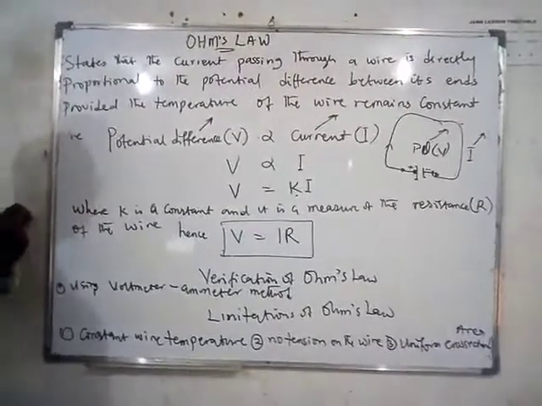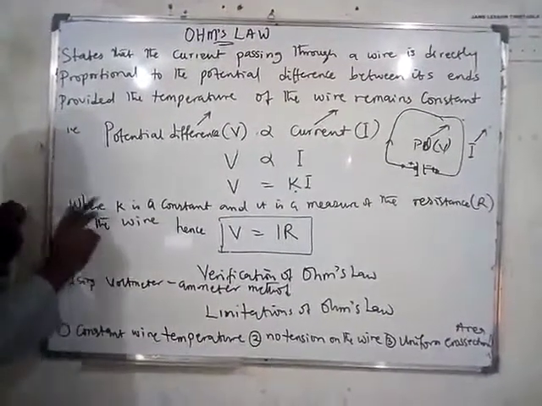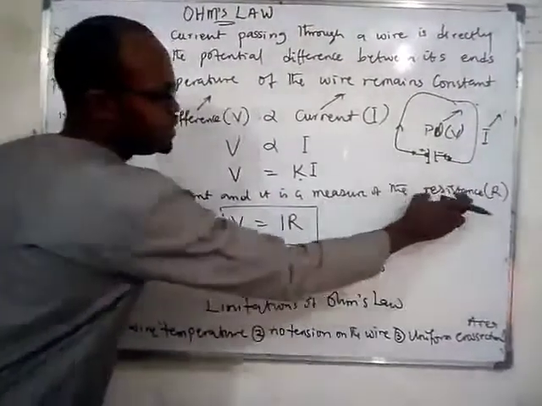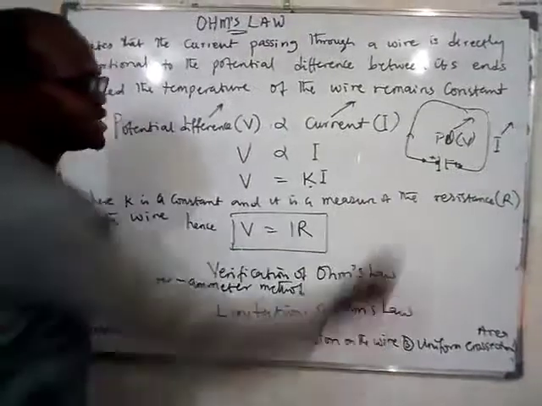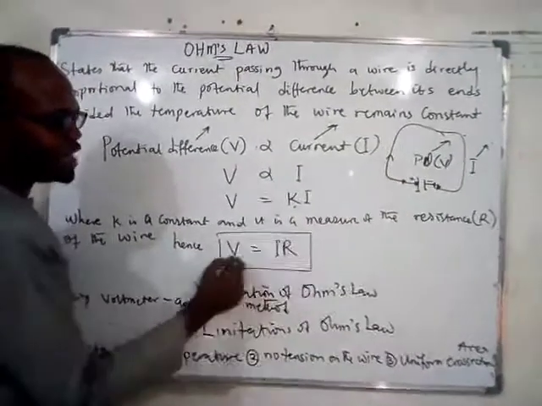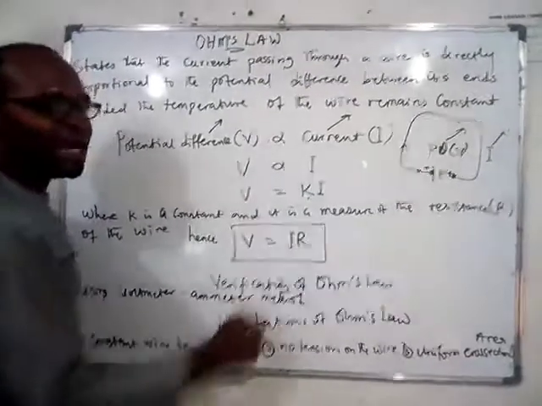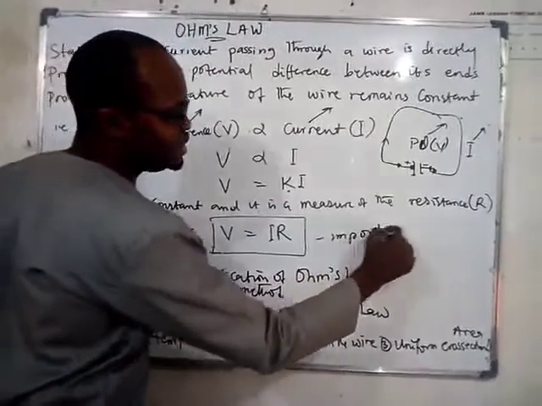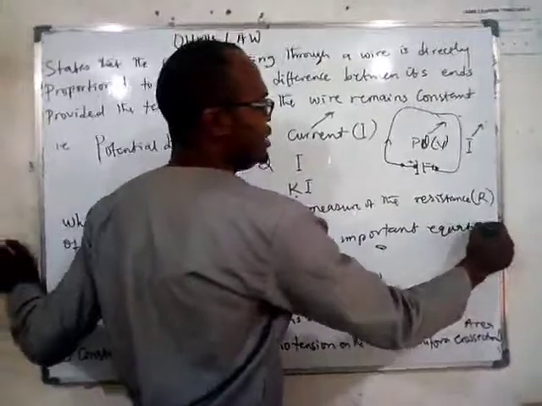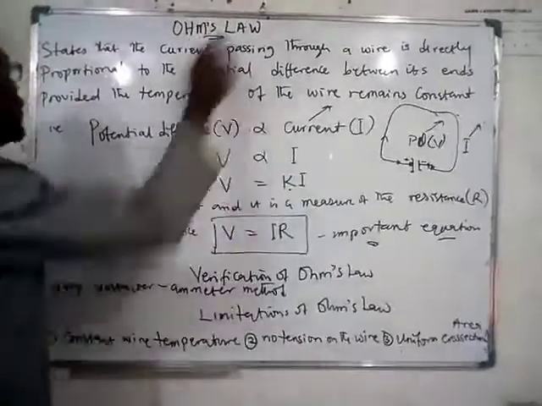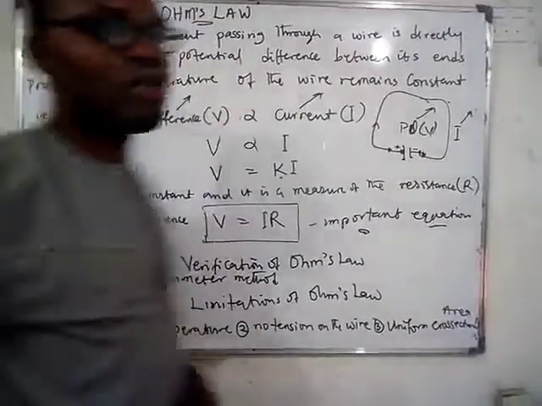Is that clear? Now, the constant K is a measure of the resistance. So you can replace this K with R, so that you have V equal to IR. This is a very important equation of electricity, and it is known as the equation of Ohm's law. V equal to IR.